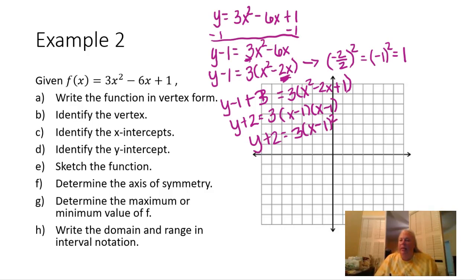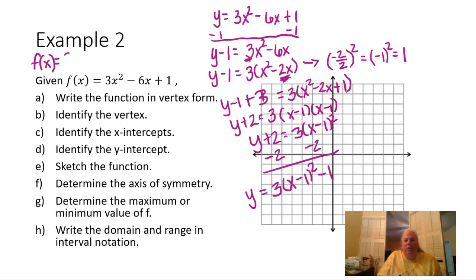All right, and then to get this into vertex form, I'm supposed to solve for y, so we'll just subtract 2 from both sides. No like terms in here, so y is going to be equal to 3 times the quantity x minus 1 squared minus 2. And now I can just convert that back into function form by replacing the y with an f of x. So let's put that up here. F of x is equal to 3 times the quantity x minus 1 squared minus 1.